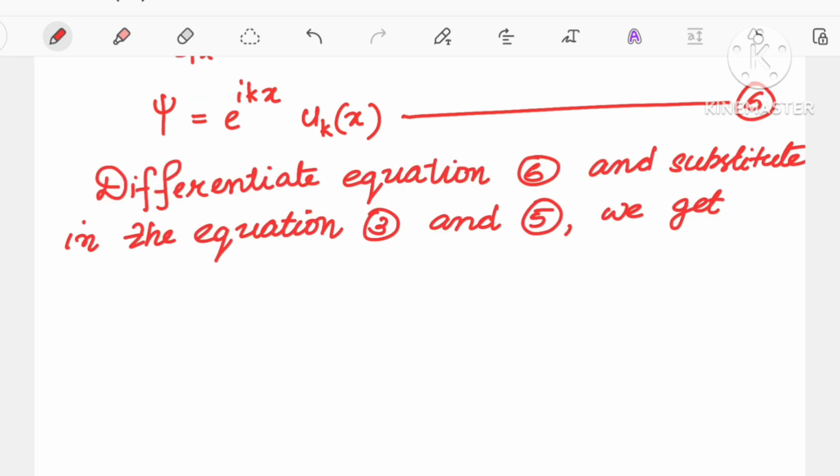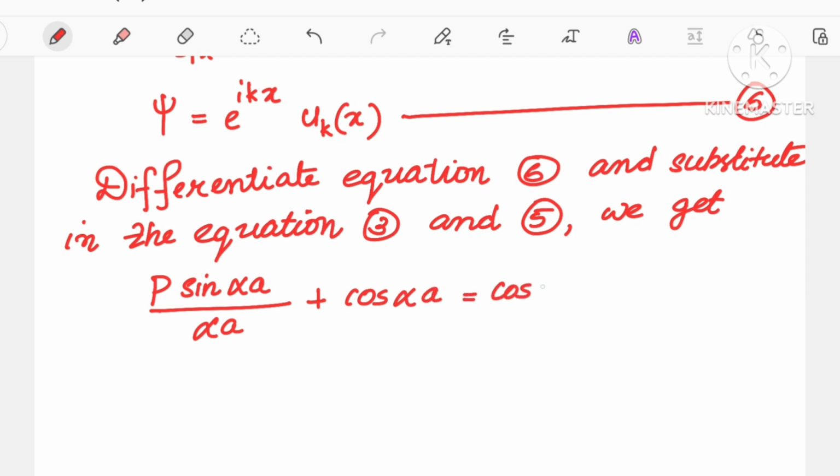Now differentiate equation 6 and substitute in equations 3 and 5. We get P sin alpha a divided by alpha a plus cos alpha a is equal to cos ka. That is equation number 7.